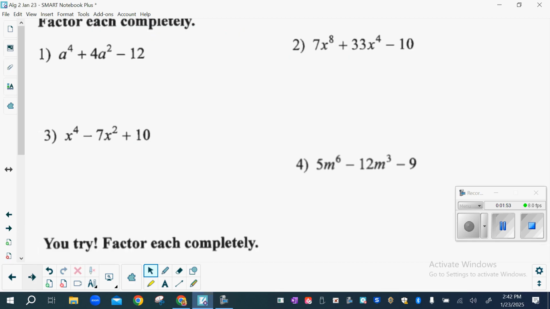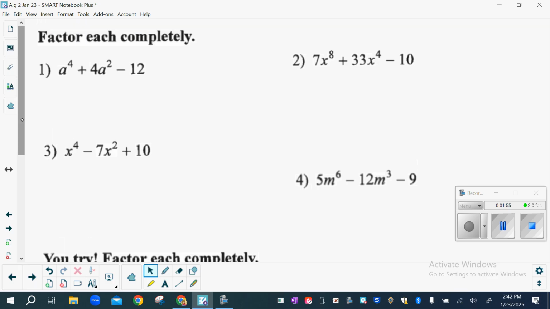Okay, so we're going backwards. Do we have that pattern of a trinomial? Is it a trinomial? Yeah, it's a trinomial, isn't it?